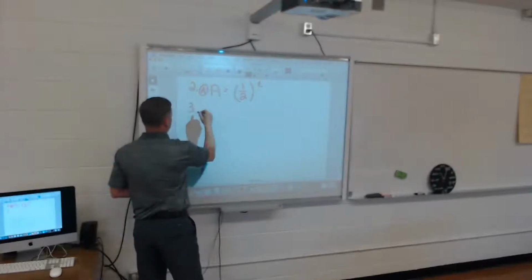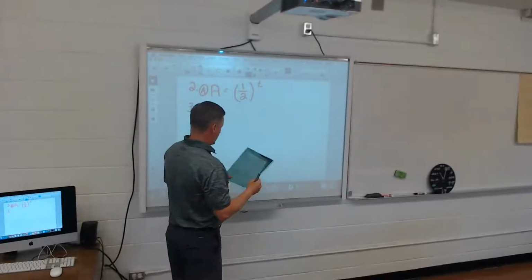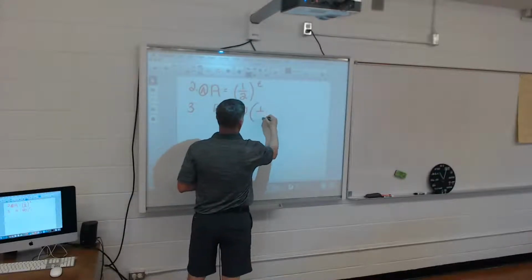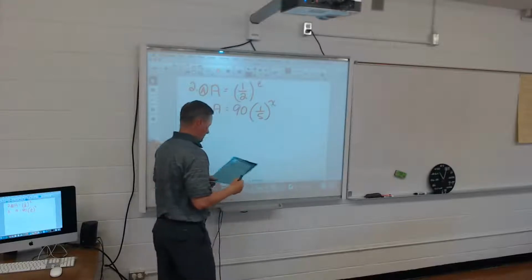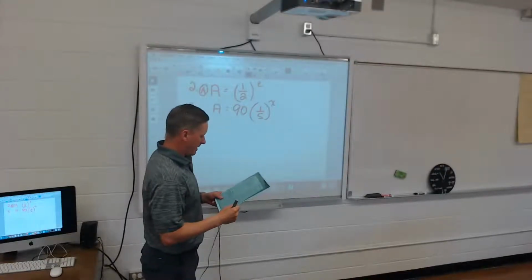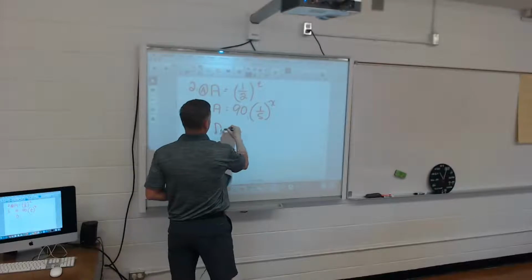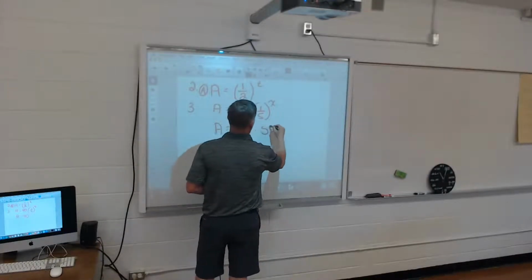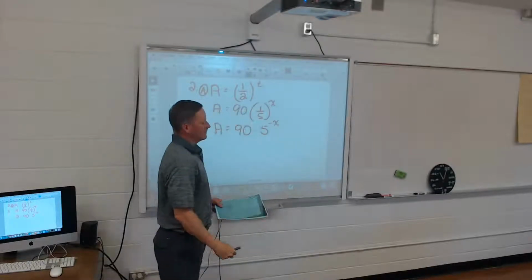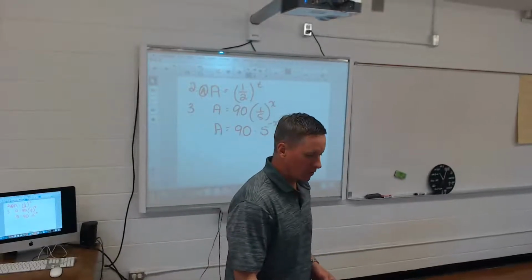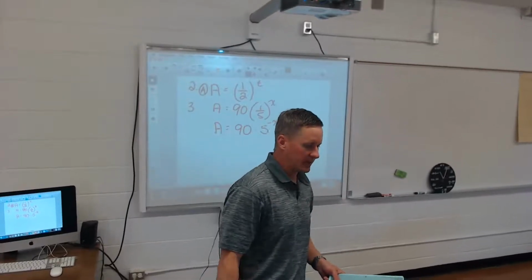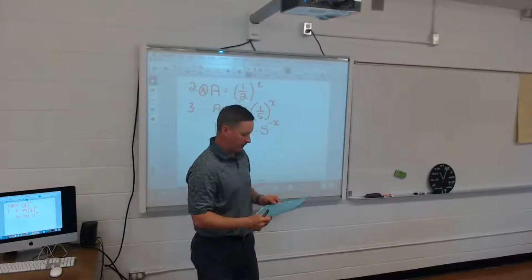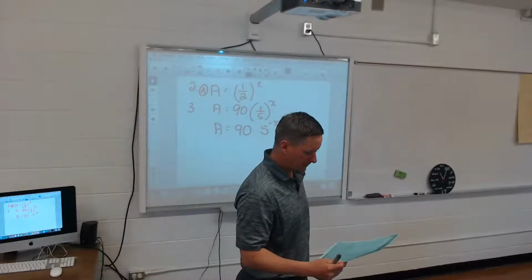Number 3, A equals 90 times (1/5)^x. And it can be written as, so all you're doing here is, that's 5 to the negative 1. It's just a simple exponential rule. You can take an exponential function and change it to a negative or a positive by moving it above or below the line.